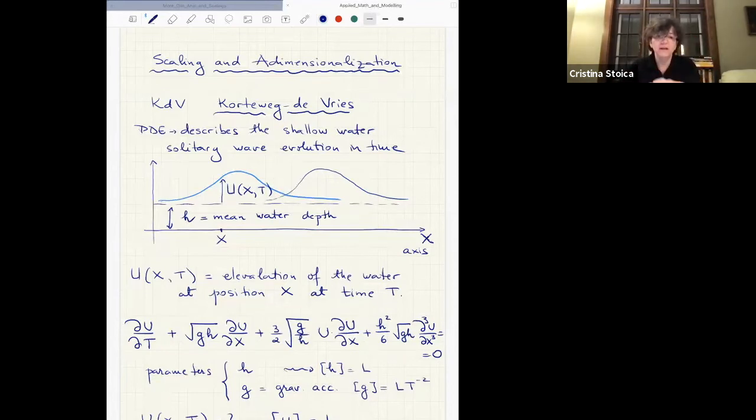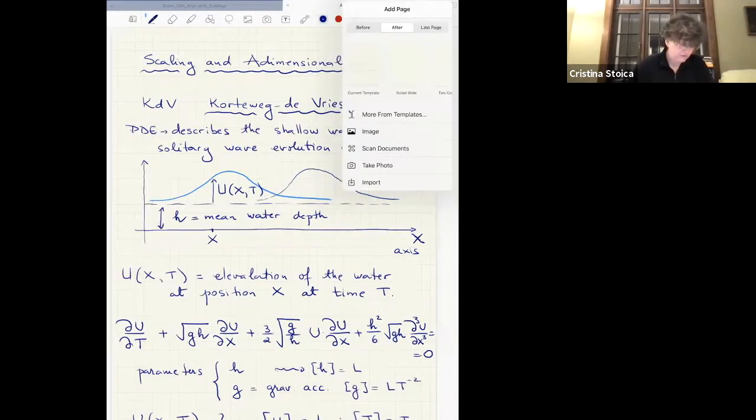Right now, this t has units of time, because it's time. u has units of length. I would like to write the PDE with no units involved. So what one does in this case, here I'm going to write again the PDE just to have it.